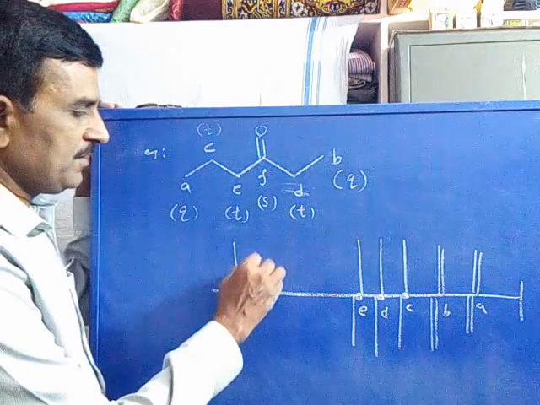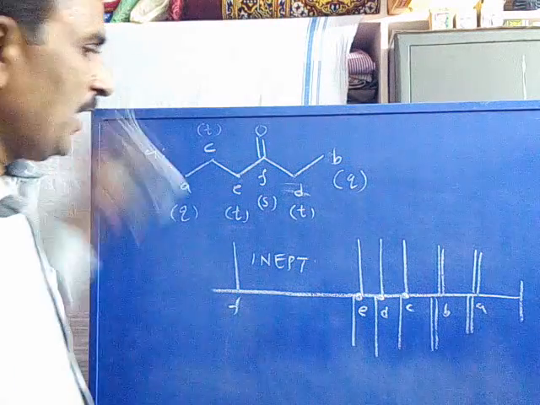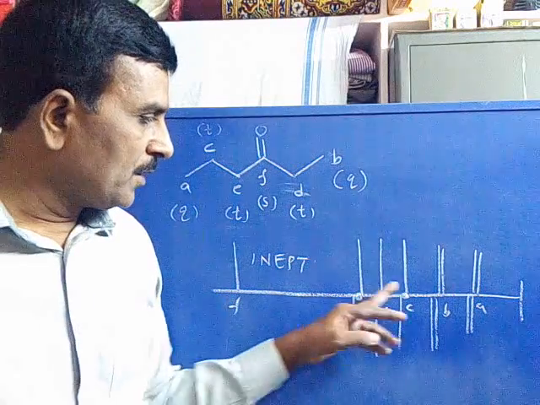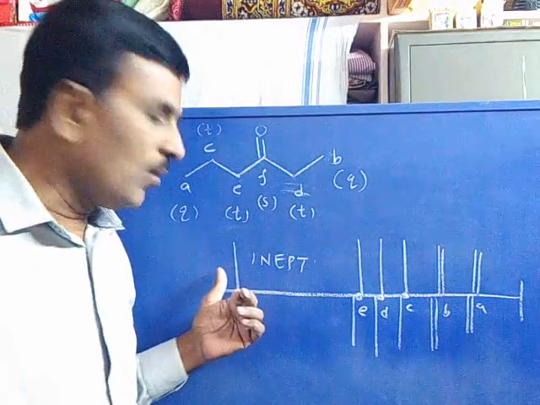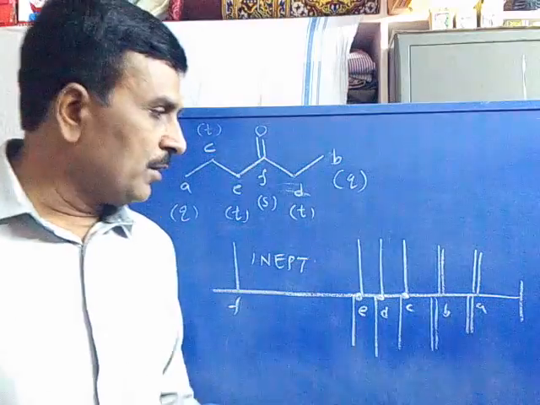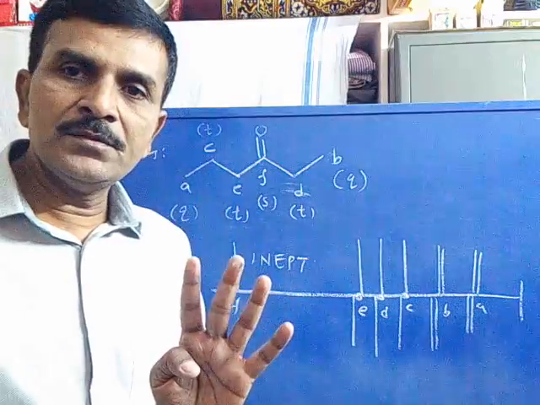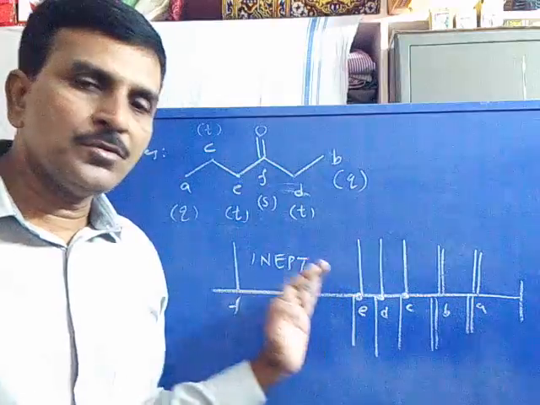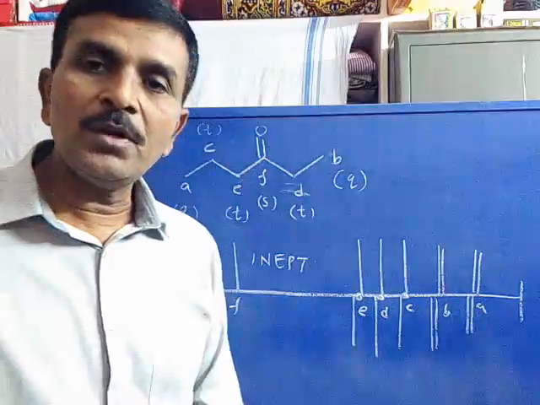F carbon is a singlet. This is the INEPT spectrum for 3-hexanone. Two quartets indicate 2 CH3 groups. Three triplets indicate 3 CH2 groups. One singlet indicates 1 carbon without hydrogen in the molecule. The number of carbons is 1, 2, 3, 4, 5, 6, so there are 6 carbons. Among the 6 carbons, 2 belong to CH3, 3 belong to CH2, and 1 is a carbon without hydrogen. So this is about the INEPT spectrum.